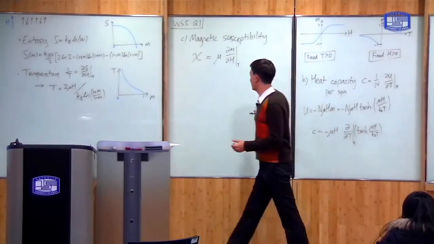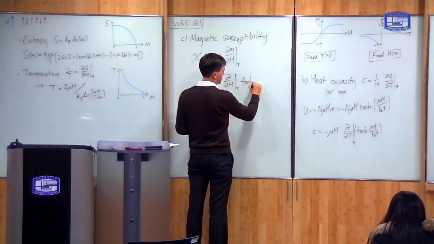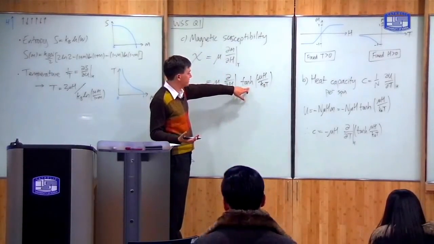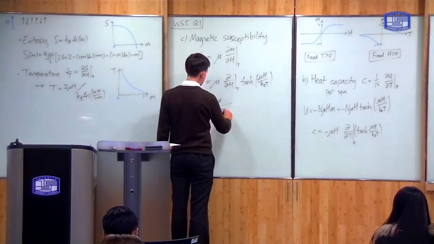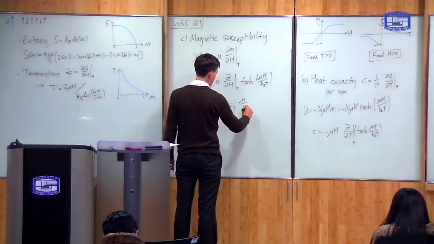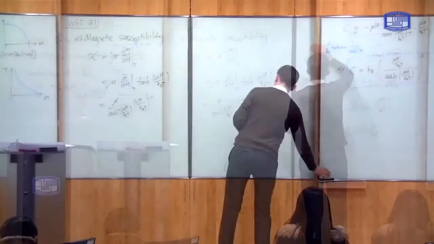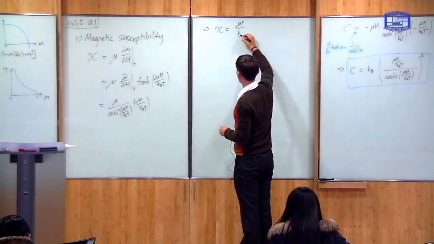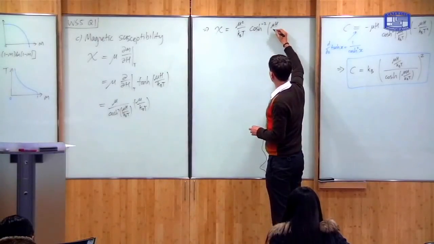And because we know the magnetization, we can calculate this. So this is mu times d by dh, at constant temperature, of tanh(mu h over kBT). And again, it's virtually the same as the heat capacity calculation, except now you're doing it with respect to h rather than T. So this turns out to be mu over cosh squared of (mu h over kBT). That's the same. Multiply by the derivative with respect to h. That's mu over kBT. So our final answer, let me write it on a new bit of board. Final answer is that susceptibility is equal to mu squared, magnetic moment squared over kBT, times 1 over cosh squared of (mu h over kBT).